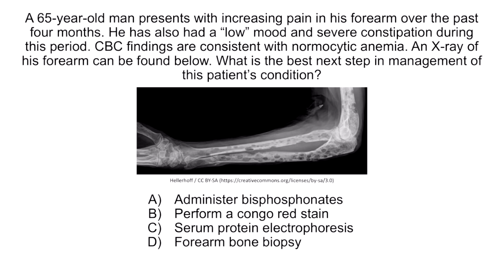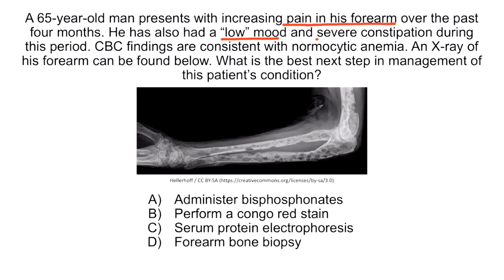A 65-year-old man presents with increasing pain in his forearm over the past 4 months. He has also had a low mood and severe constipation during this period. CBC findings are consistent with normocytic anemia. An X-ray of his forearm can be found below. What is the best next step in management of this patient's condition? A. Administer bisphosphonates. B. Perform a Congo red stain. C. Serum protein electrophoresis, or D. Forearm bone biopsy.